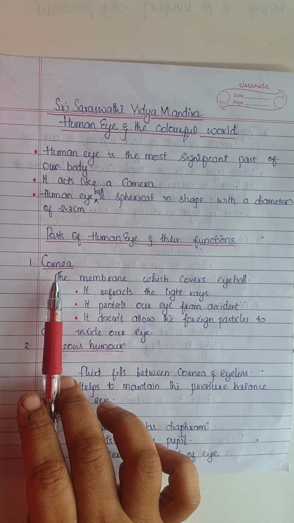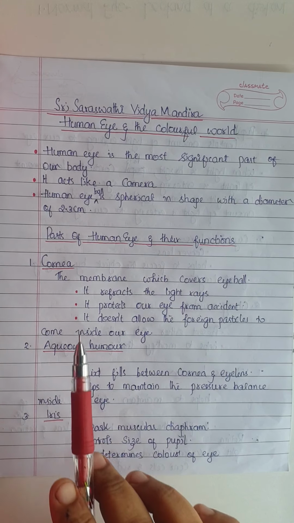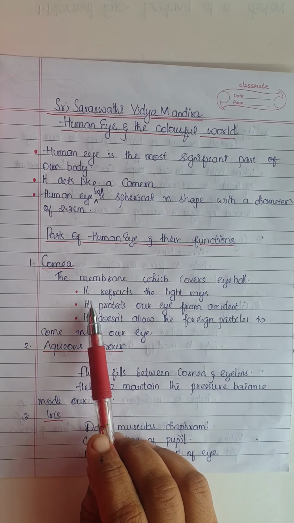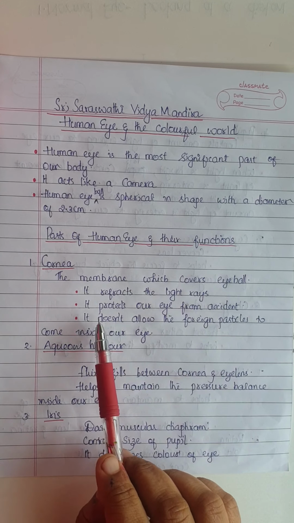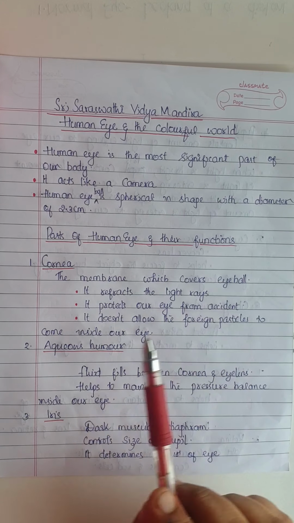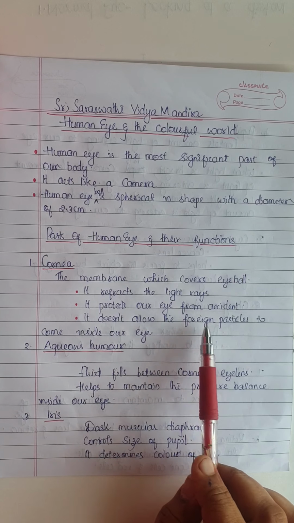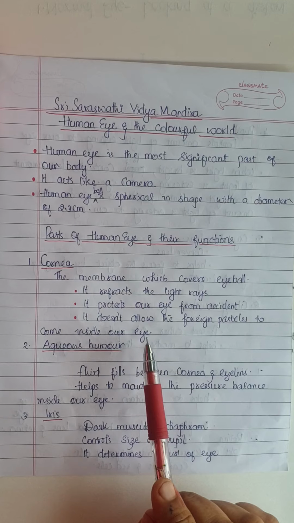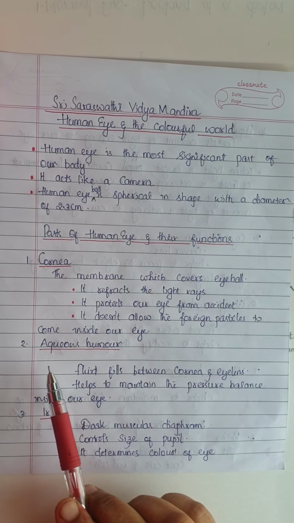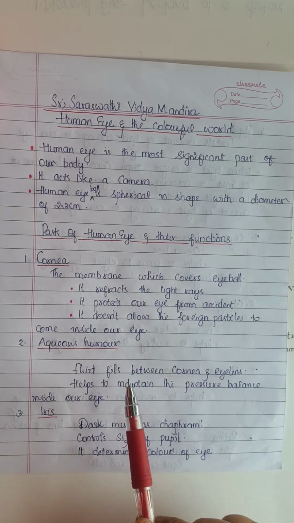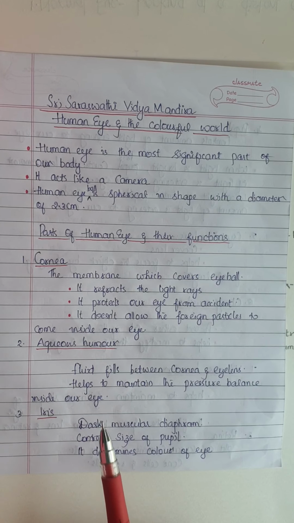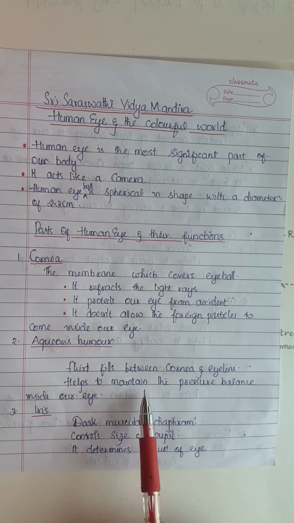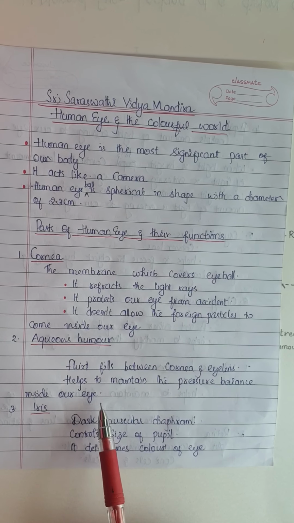First one is cornea. The outer part is known as cornea, the membrane which covers the eyeball. What are its functions? It refracts the light rays. It protects our eye from accident. It doesn't allow foreign particles to come inside our eye. Next is aqueous humor. It is a fluid, right? Yes, a fluid that fills between the cornea and eye lens. It helps to maintain the pressure balance inside our eye.